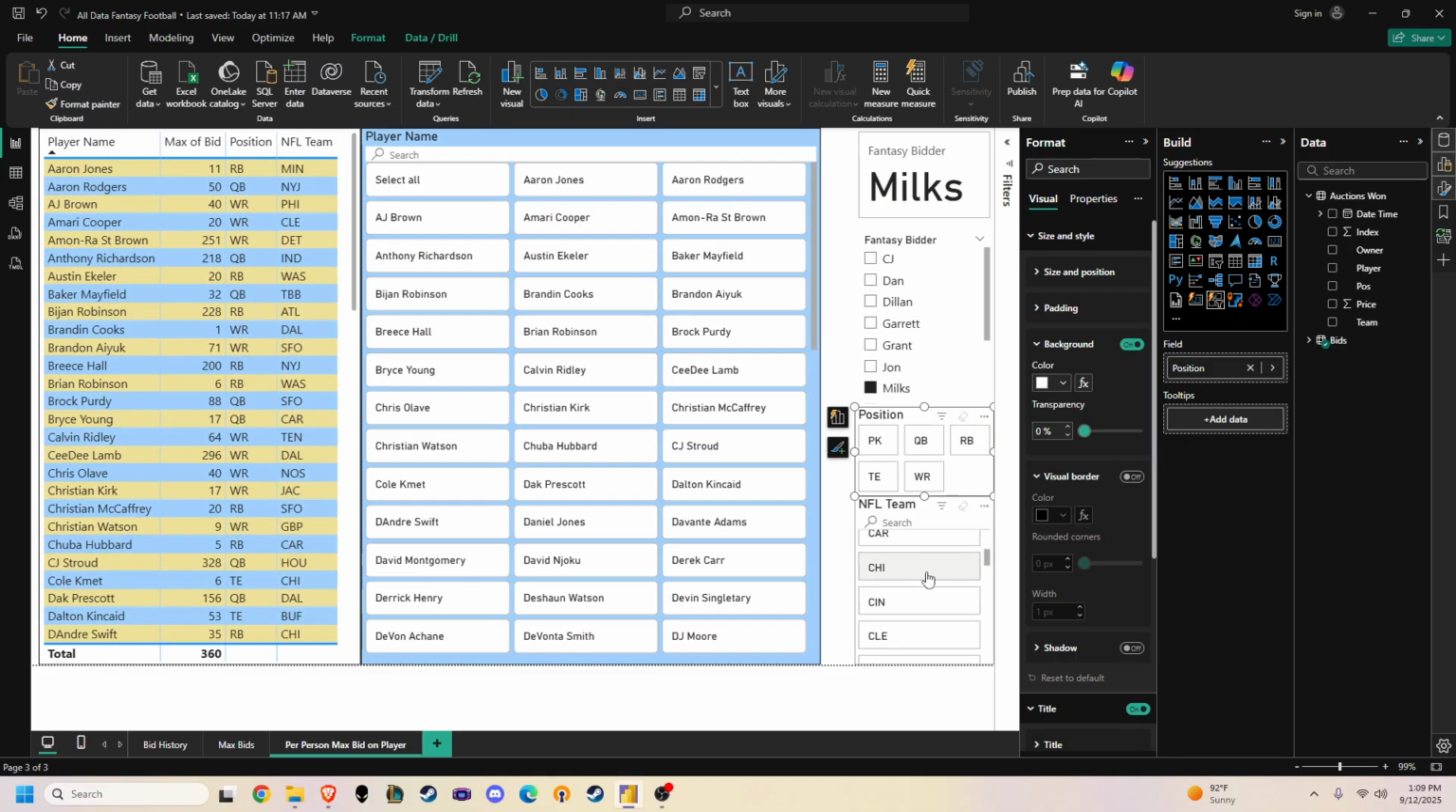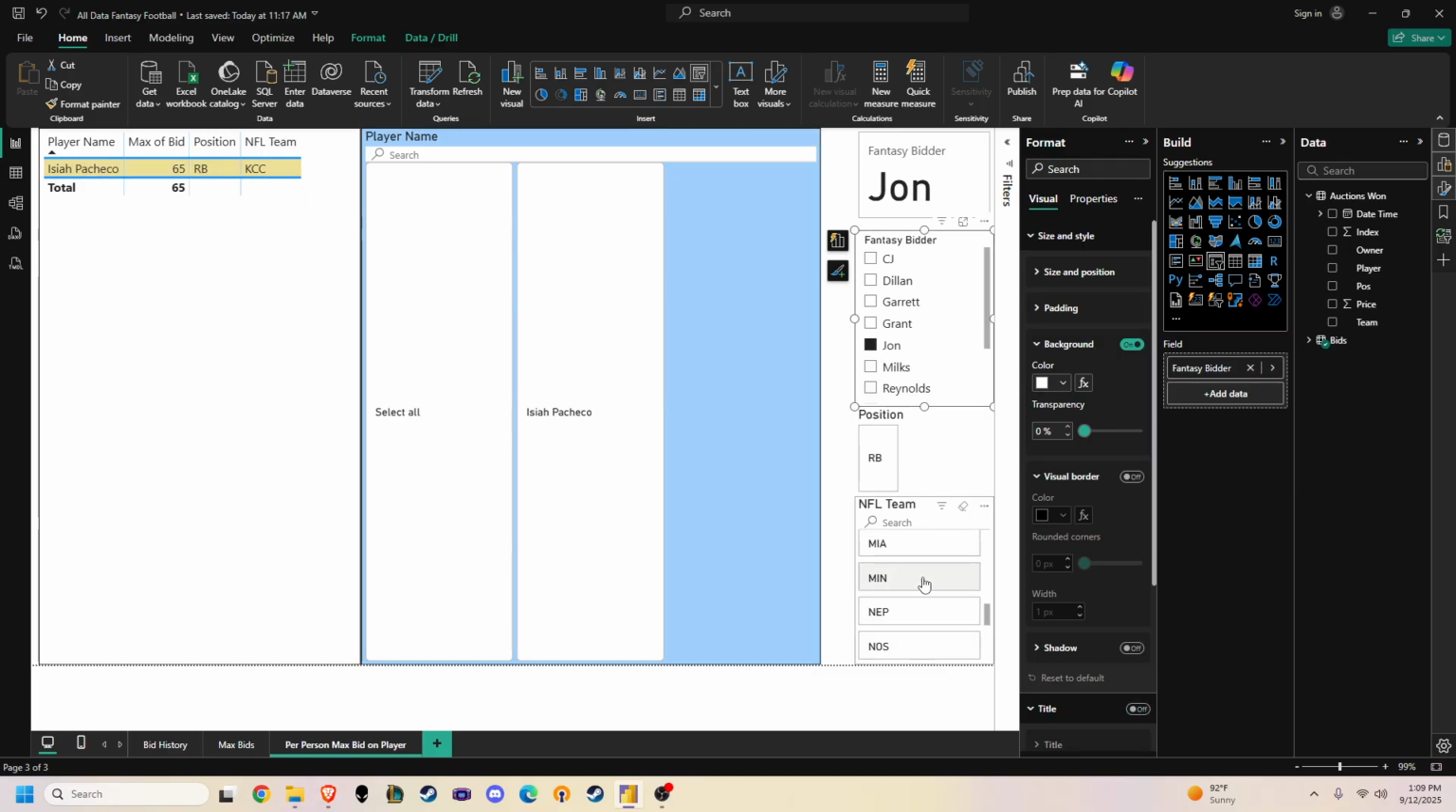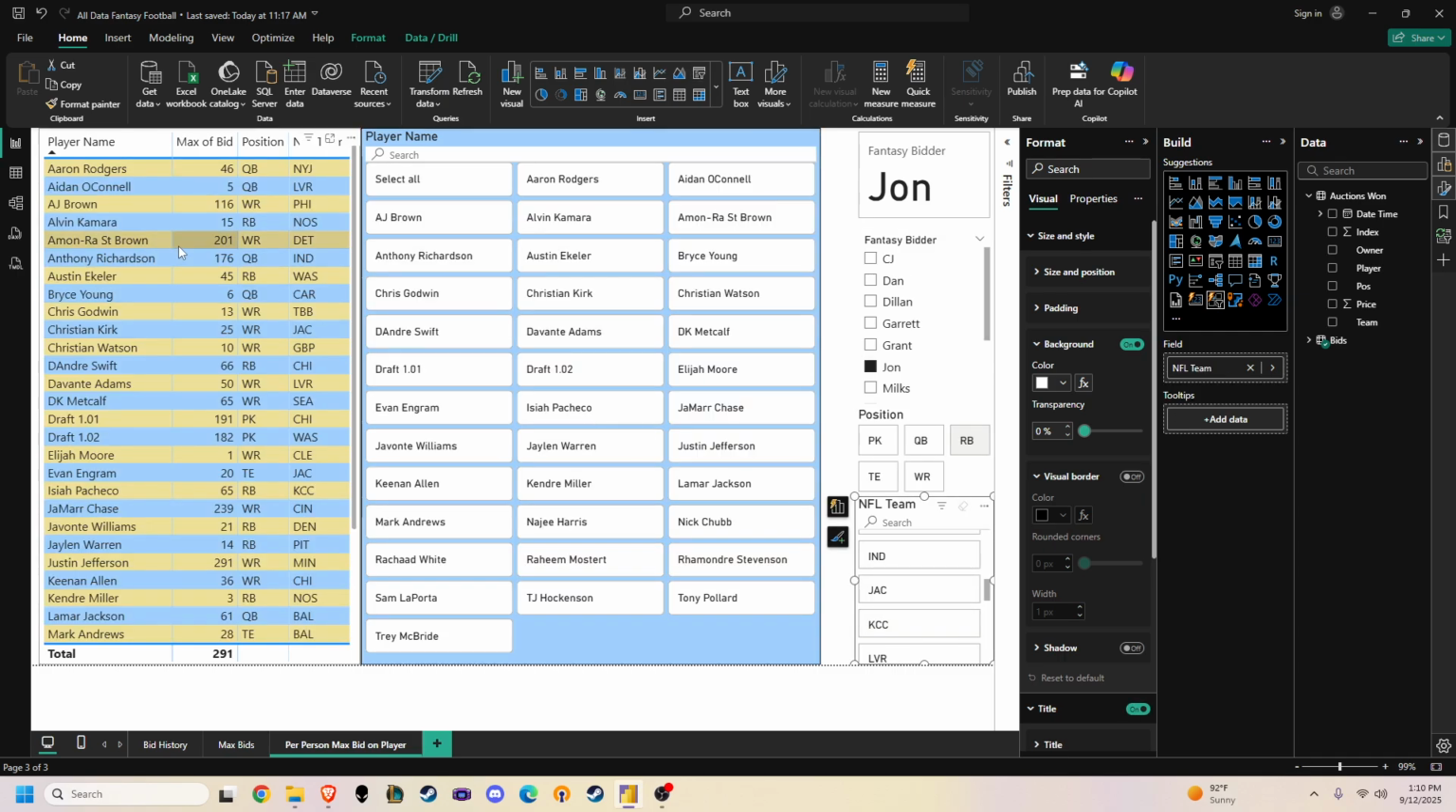And if you instead want to look at it by team, I tried for 5 different Kansas City Chiefs, but you can do anyone else. John only bid for one Kansas City Chief. He's from Indiana, so he's not as big of a Chiefs fan as me.